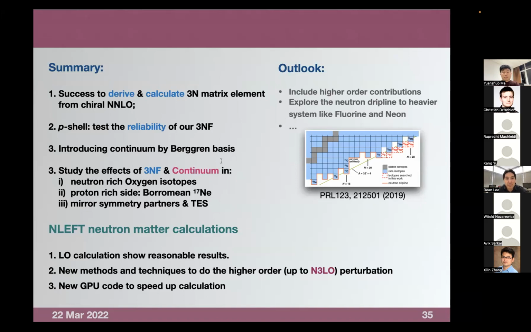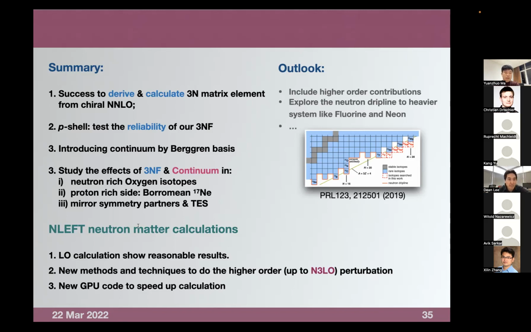As an improvement, we are thinking to include the higher-order contributions. And since there are many interesting things around the triplet region, following this approach we are going to explore more, like the neutron dripline and heavier systems, like the dripline of Borromean Ne. We also discussed later the nuclear lattice EFT calculation of neutron matter.